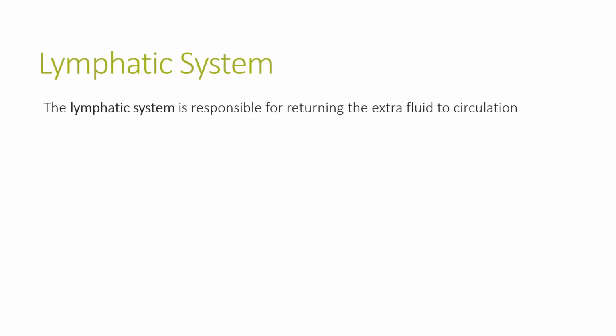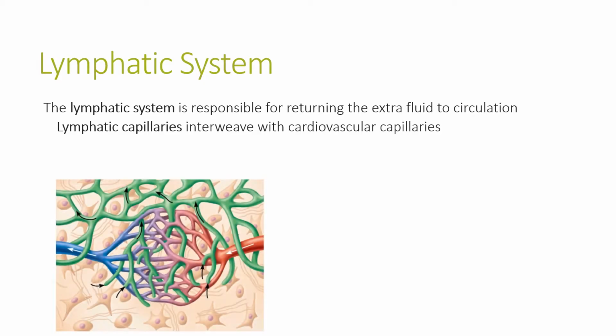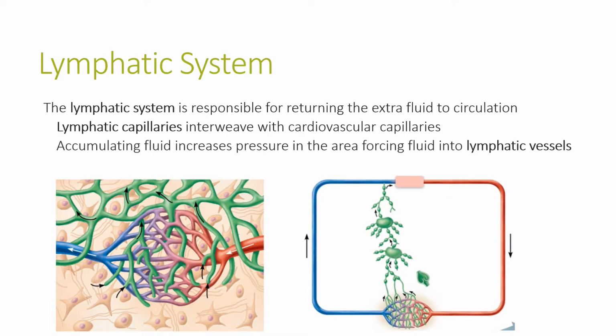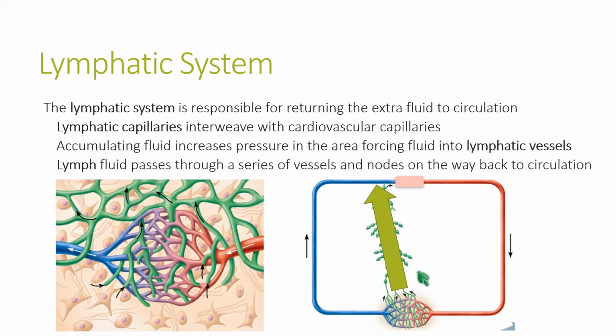The lymphatic system is responsible for returning this extra fluid back to circulation. Lymphatic capillaries interweave with the cardiovascular capillaries. Accumulating fluid because of that lack of return on the venous side causes an increase in pressure in this area, which forces fluid into a series of lymphatic vessels. Lymph fluid passes through a series of vessels and nodes on the way back to circulation.